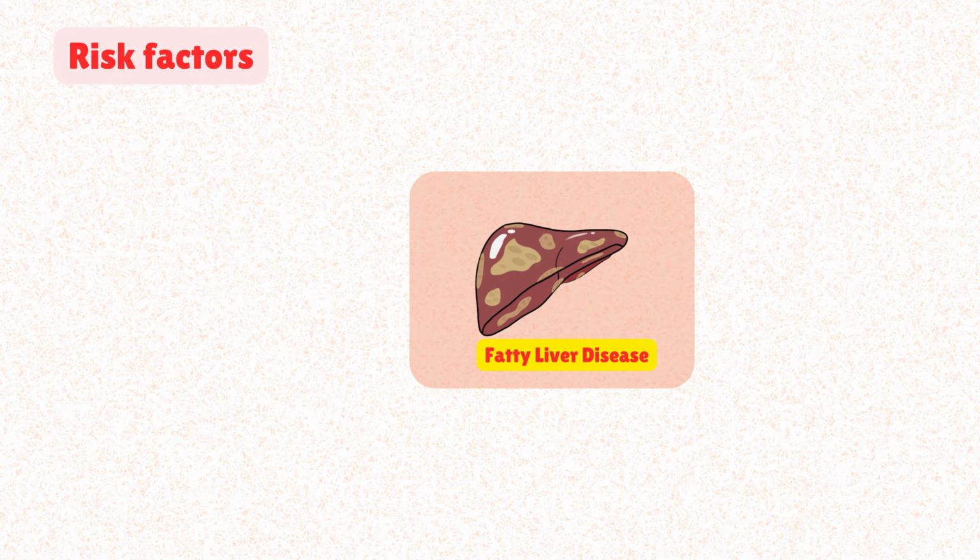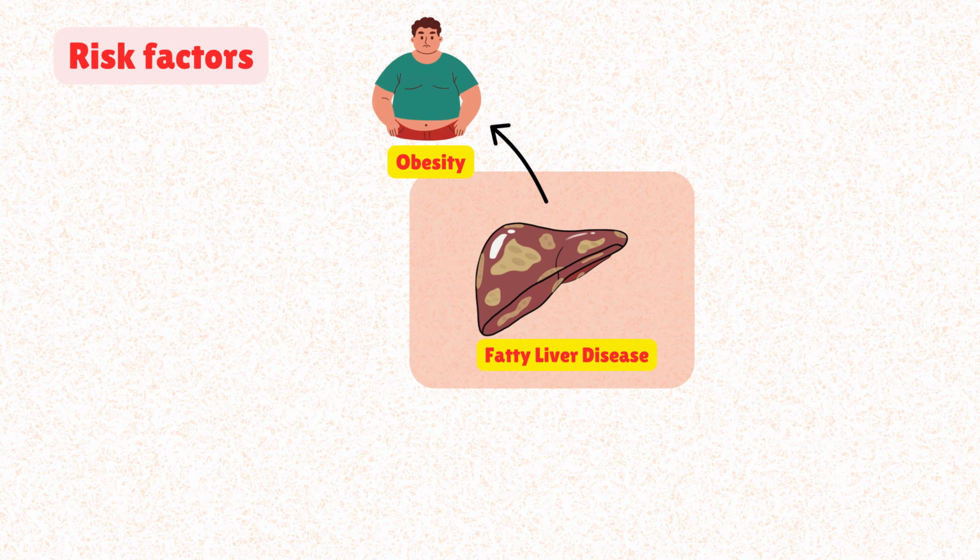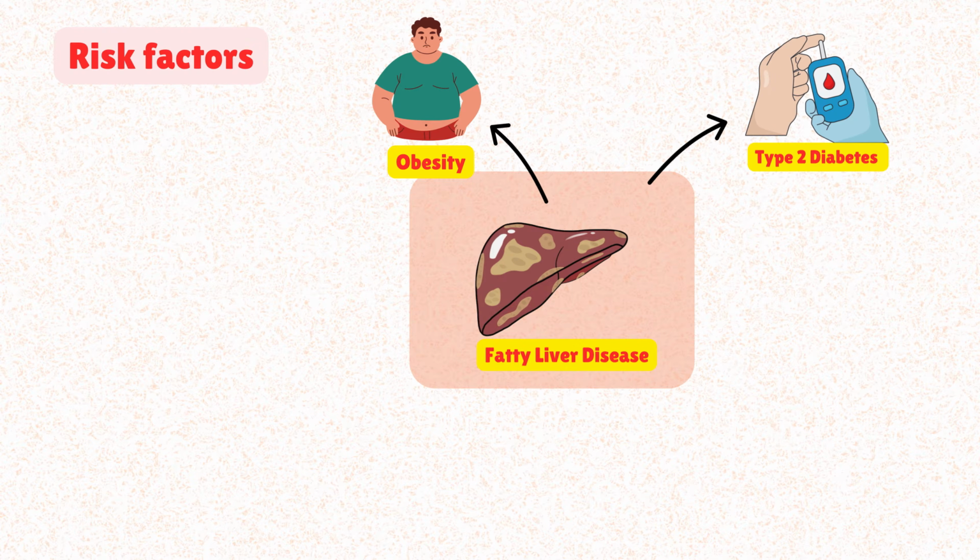It is absolutely crucial to understand the risk factors, so pay attention to what's coming next. The first risk factor is obesity, especially central obesity often seen on the anterior abdominal wall. The second one is type 2 diabetes. As we discussed a couple of minutes ago, insulin resistance is the central driver.